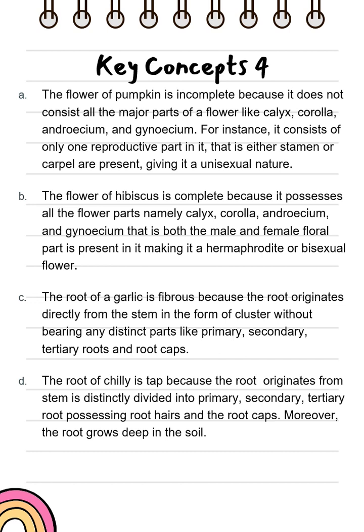The root of a garlic is fibrous because the root originates directly from the stem in the form of a cluster without bearing any distinct parts like primary, secondary, tertiary roots and root caps. The root of chili is tap root because the root originating from the stem is distinctly divided into primary, secondary, tertiary roots, possessing root hairs and the root cap. Moreover, the root grows deep in the soil.